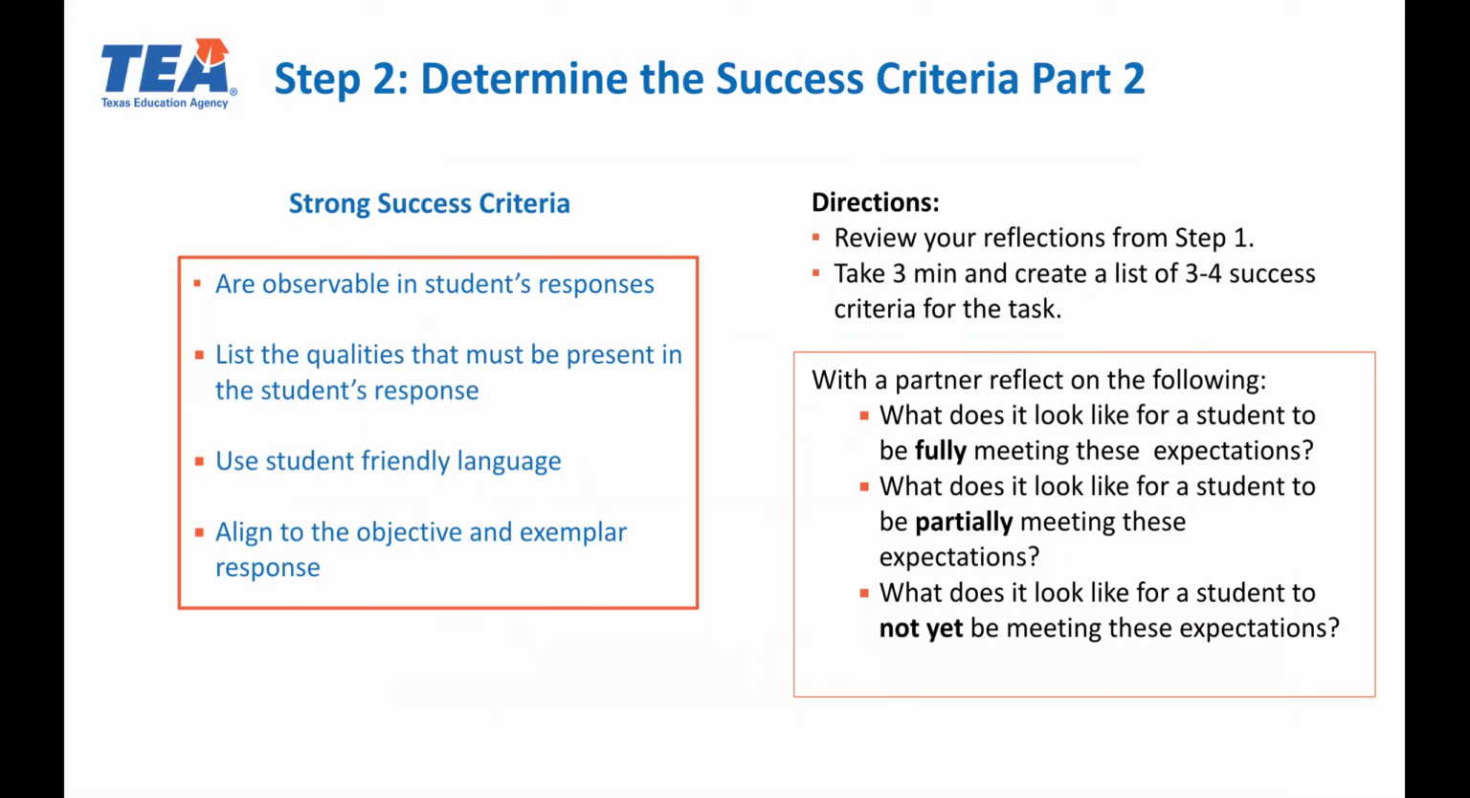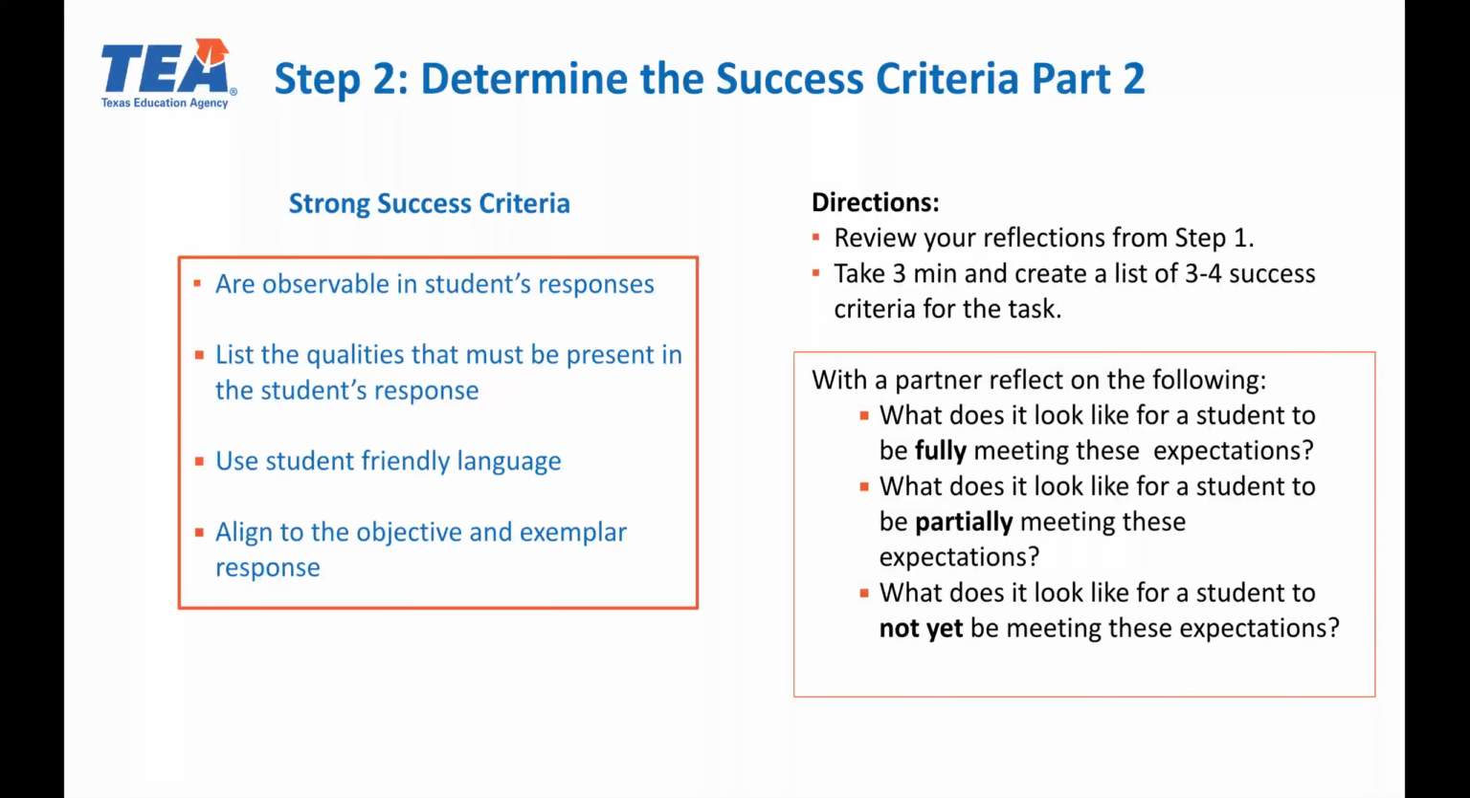So in your handout, again, you're going to review your reflections from step 1 and identify, what does it mean for fully? What does it mean for partially? And what does it mean for not yet? Strive to have 3 to 4 success criteria for this task.